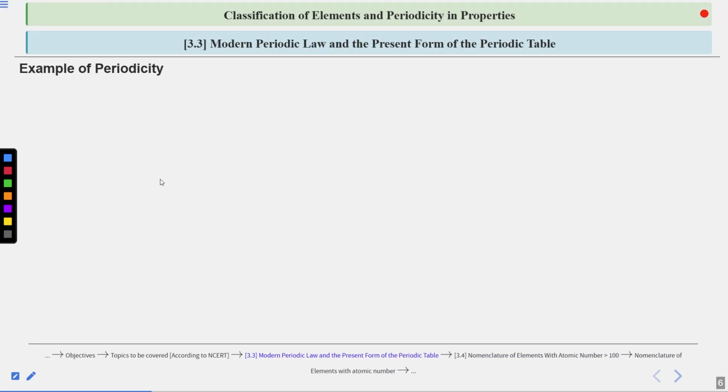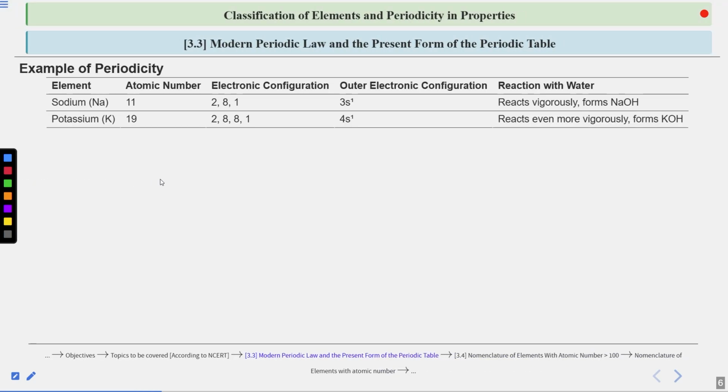We can look at the examples also. So here is an example for you. We are taking sodium and potassium. If you look at their outer electronic configuration, they both have one electron in their outermost shell. As a result, they show the same chemical properties. One reaction is shown here to illustrate that.